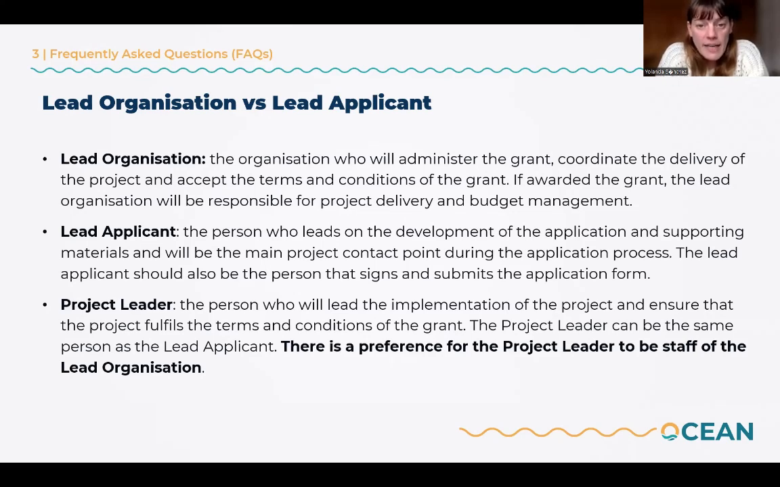The project leader can be the same person as the lead applicant, and we have a preference for the project leader to be a staff member of the lead organization. Again, if you have any questions, please use the Q&A function you have in this window, and we will answer them in a minute. Let's go to the next slide, please.